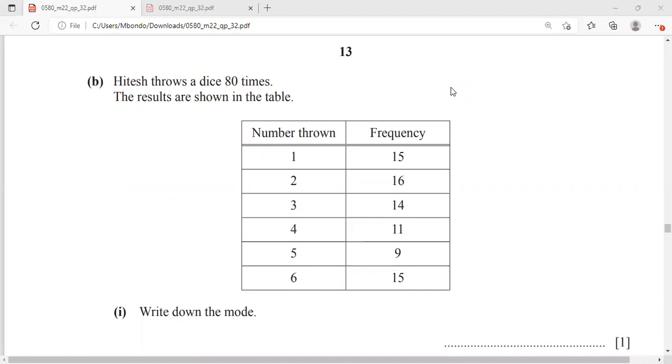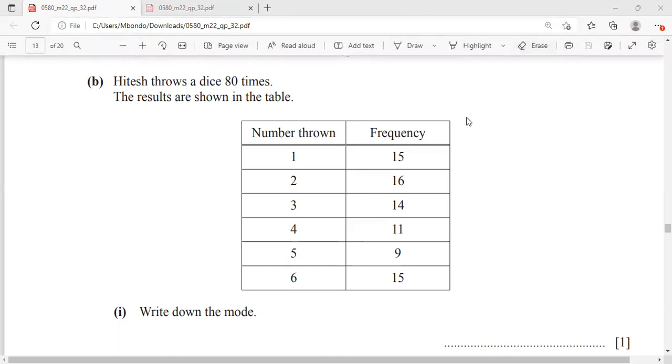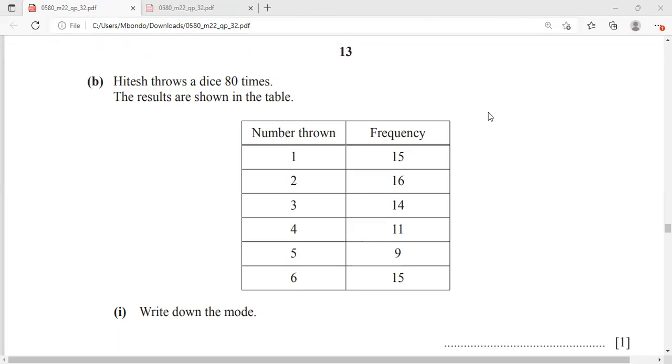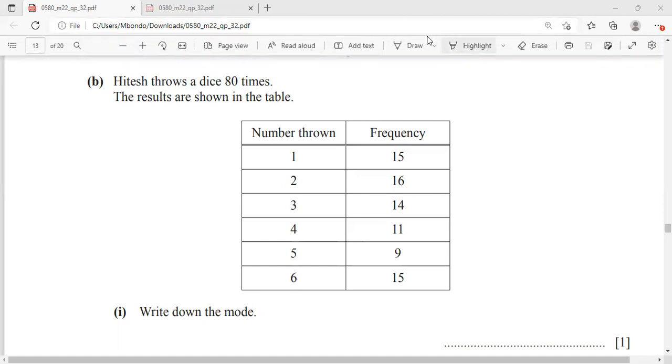Okay. So the question reads, Hachi throws a die 80 times. The results are shown in the table. We can see the table here. We can clearly see the table here. So we ought to understand that we are using the table to answer the following questions.